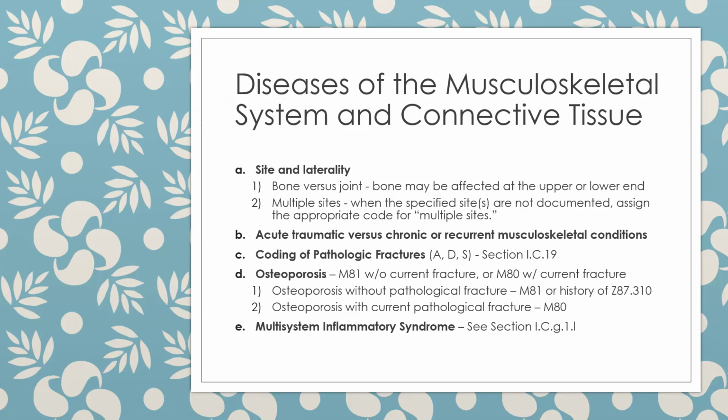So when we have osteoporosis with a current pathological fracture, category M80 for osteoporosis with current pathological fracture is for patients who have a current pathological fracture at the time of the encounter. The codes under M80 identify the site of the fracture. A code from category M80, not a traumatic fracture code, should be used for any patient with known osteoporosis who suffers a fracture, even if the patient had a minor fall or trauma, if that fall or trauma would not usually break a normal, healthy bone.